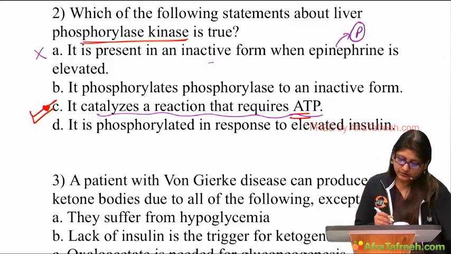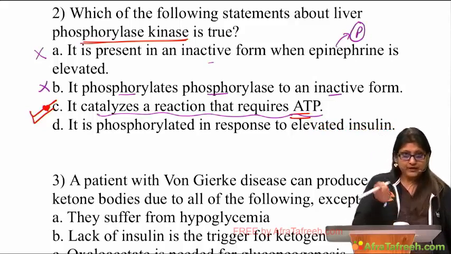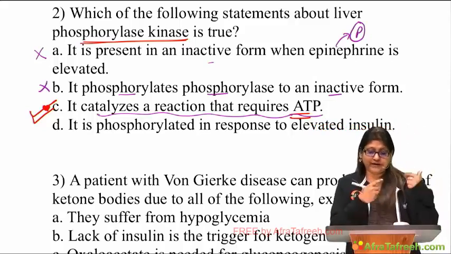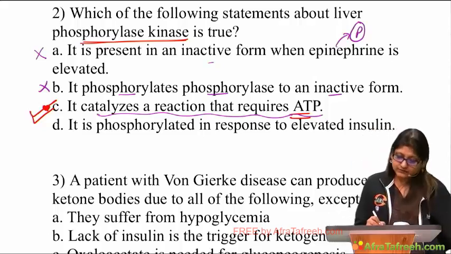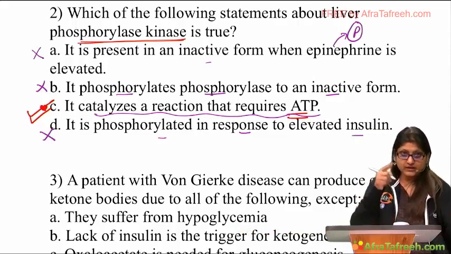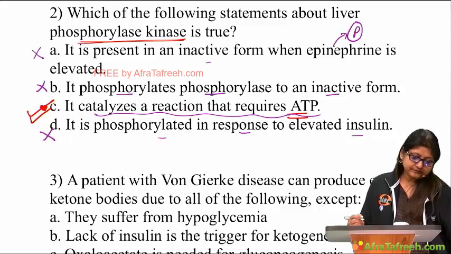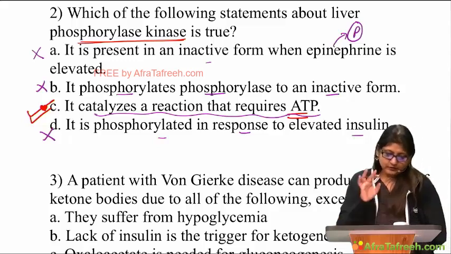I told you just now. It phosphorylates to inactive form. Wrong, I told you. It phosphorylates to active form. It is phosphorylated in response to insulin. Wrong. It is phosphorylated in response to epinephrine. Right. Okay, very good. So the answer for the second question is C.